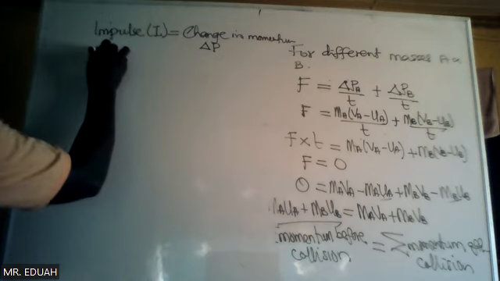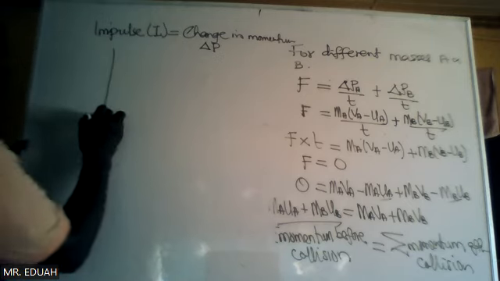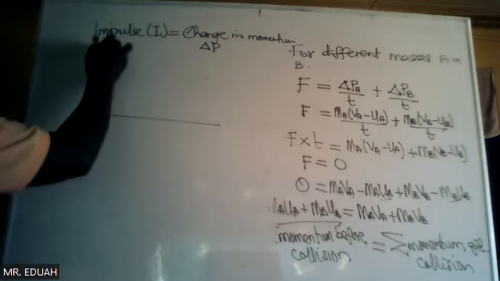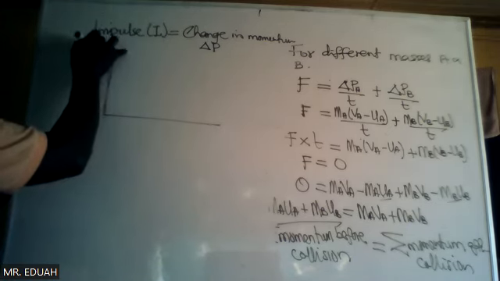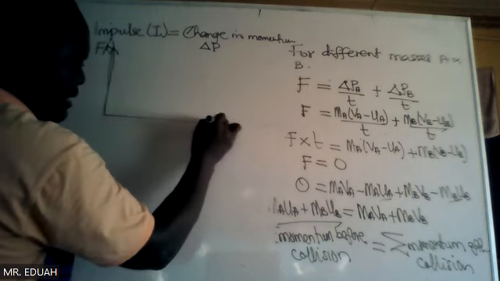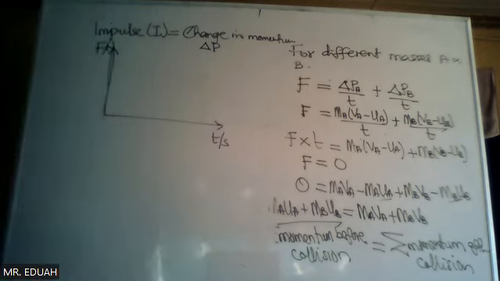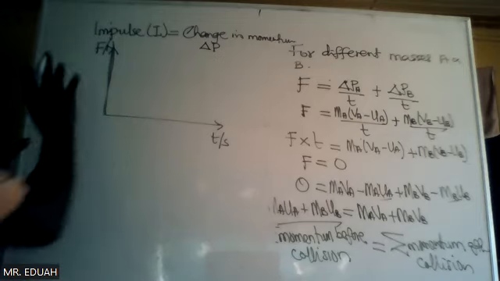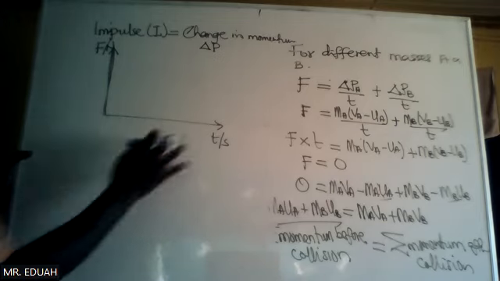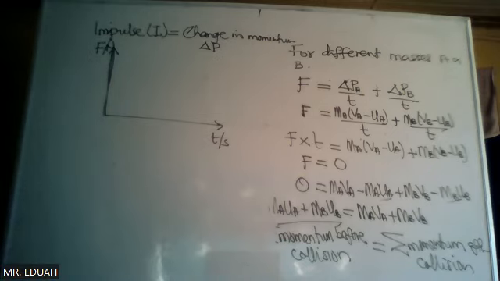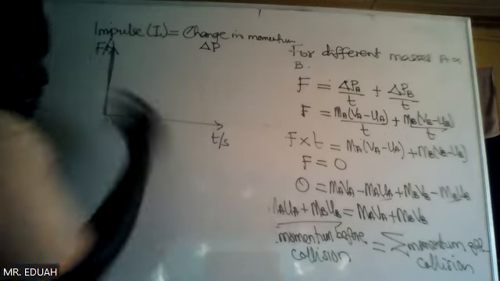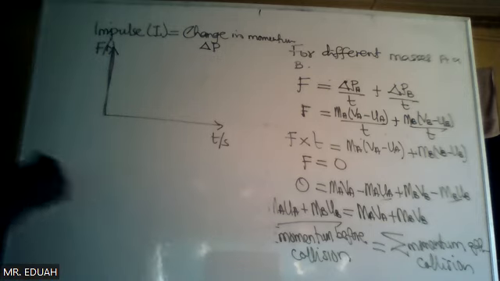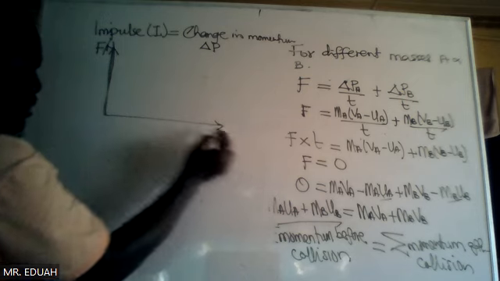We can plot a graph of the force acting on a body, or the force exerted on a body, against the time taken for the force to be exerted on a body. Now note that when you are given a graph of force and time, time is always an independent variable, it doesn't depend on anything. So in graphing, independent variables are always plotted along the horizontal.